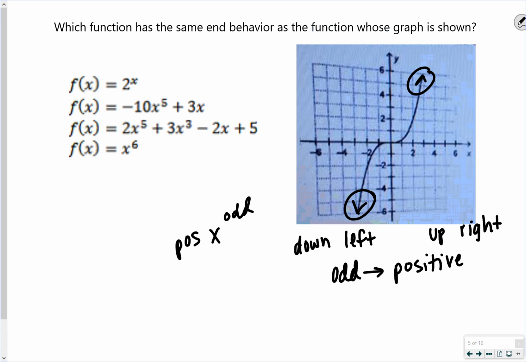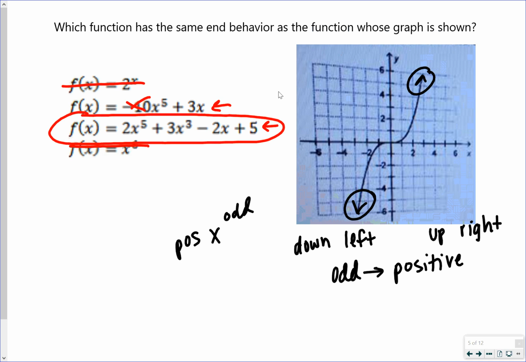So let's go through our options. First of all, I know my exponent has to be odd. So my exponent is definitely not x and definitely not 6. That leaves me with both of these. Then I look at, is the number in front positive or negative? Negative 10 cannot be it. It must be this positive 2. So we're just basically matching what's happening on these ends with what's happening on one of the ends of my equations. They're not the same graph by any means. If you put this into your graphing calculator, you will not get this graph. They just behave the same way on the ends.